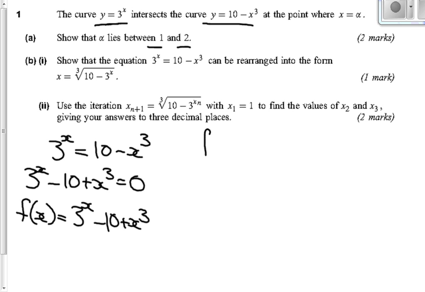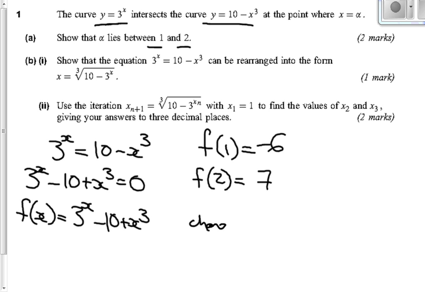So we're going to work out what f of 1 is. When you tap f of 1 into the calculator, you get -6. When you tap f of 2 into the calculator, you get 7. And so now we write our statement here about the change of sign and say, therefore, the root lies between 1 and 2. 1 is less than alpha, is less than 2.